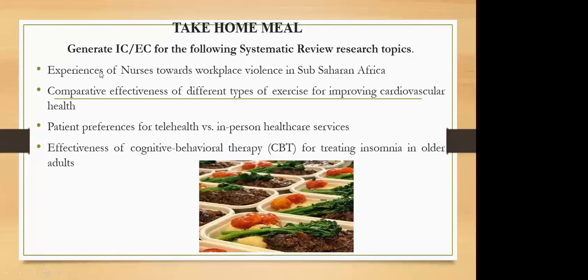Is this a qualitative study? Yes, this seems to be a qualitative study. So which model will be suitable for us to formulate our inclusion and exclusion criteria? Now, I also have another example: comparative effectiveness of different types of exercise for improving cardiovascular health. What type of research question or problem is this? It seems to be quantitative. Now, what model is appropriate?